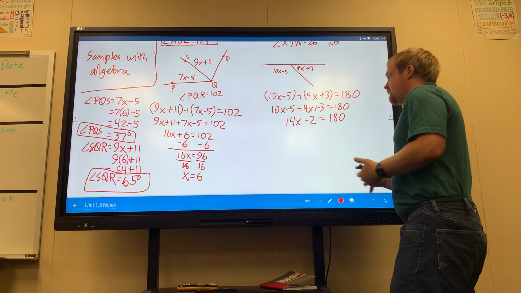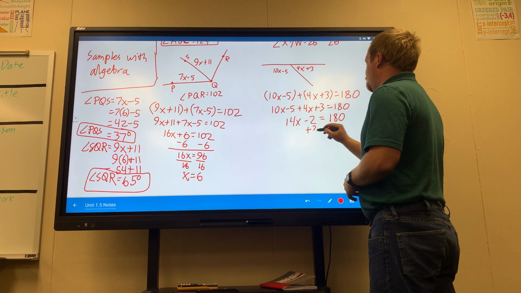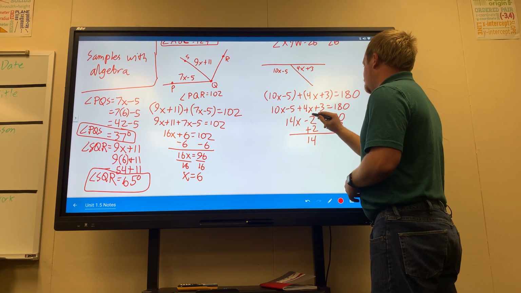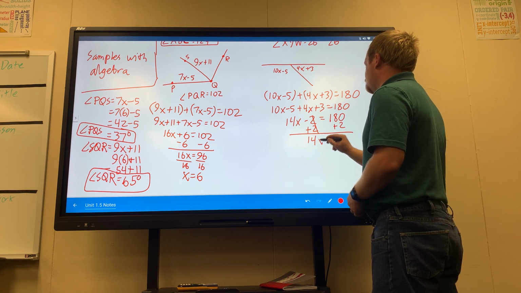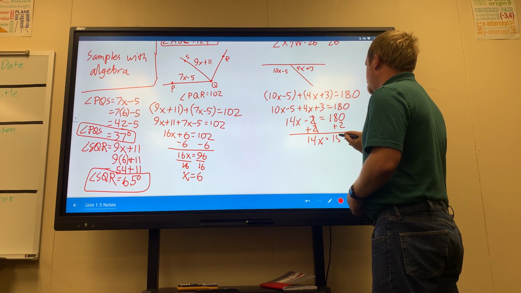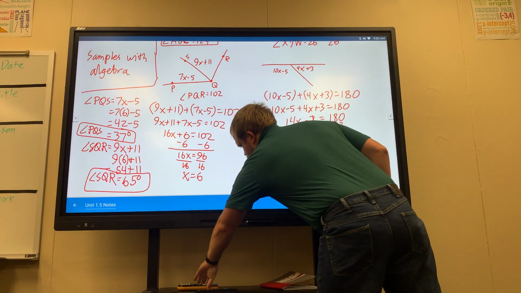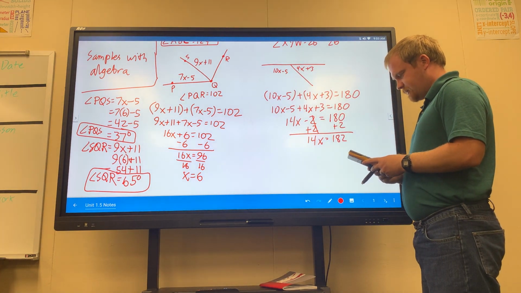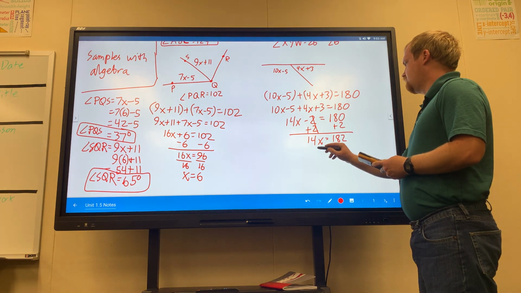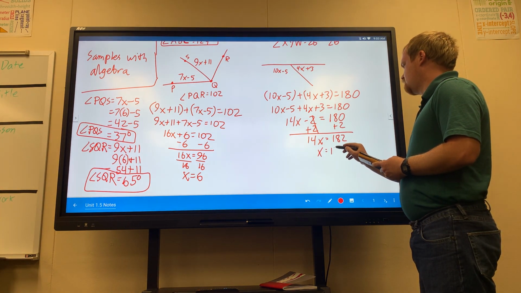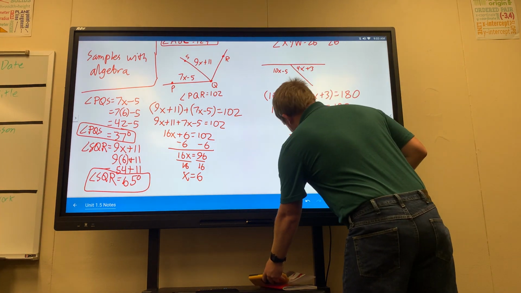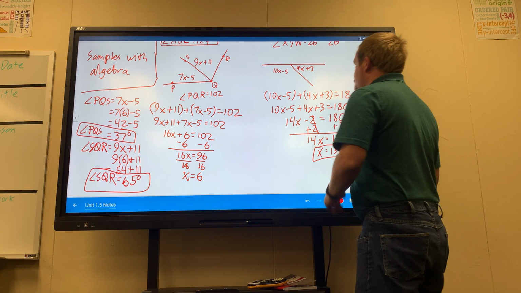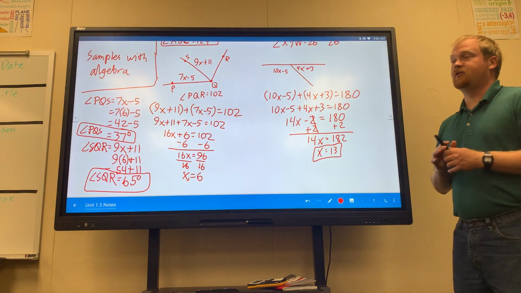So I add 2 to both sides. 14x equals 182. Now 182 divided by 14 is 13, so x equals 13. And that's all I'm going to be worried about right now. I just want you to be able to solve for x on this one.